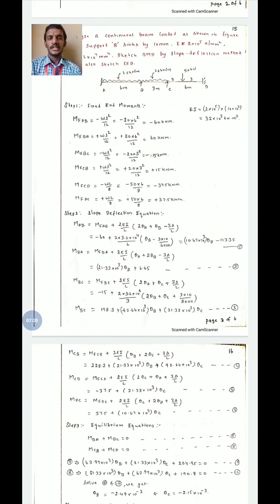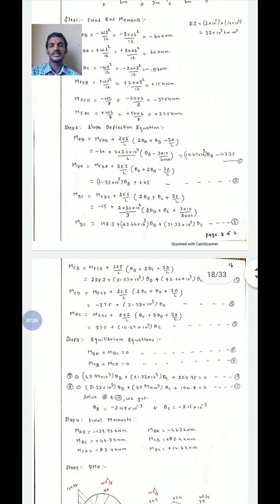Theta B and theta C are continuous ends, therefore they are kept the same. Finally, we will get MBC is equal to 198.3 plus 42.66 into 10 power 3 theta B plus 21.33 into 10 power 3 theta C as the third equation. Similarly, for the right hand in the BC portion, MCB is calculated as 228.3 plus 21.33 into 10 power 3 theta B plus 42.66 into 10 power 3 theta C as the fourth equation.